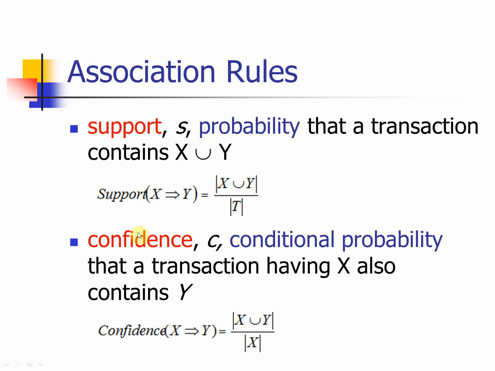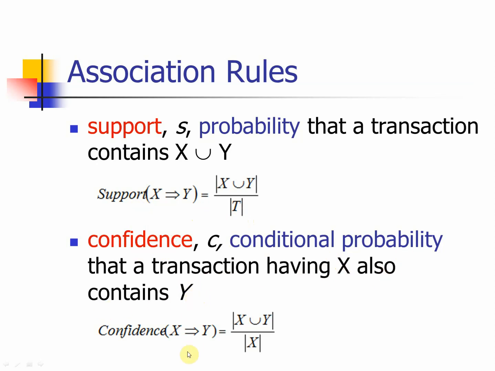Compared with support, the other one is confidence. Confidence is very similar to support. The only difference is that the precedent needs to be considered, whereas with support, the precedent and the consequent are just put together without any special consideration. The reason I'm saying that is, take a look at the confidence. Confidence is the conditional probability that a transaction having X also contains Y.